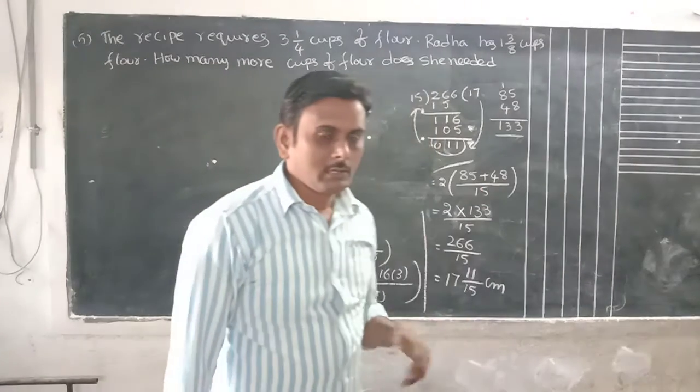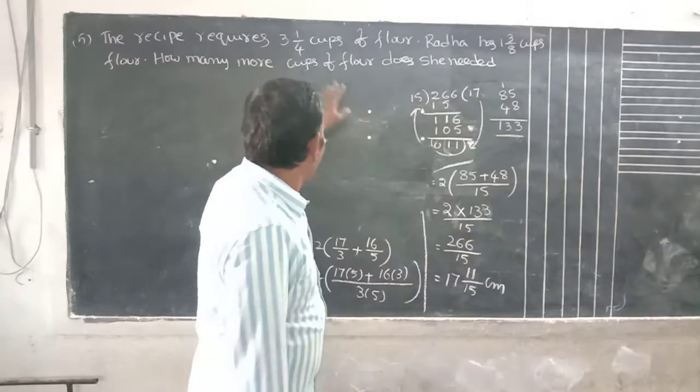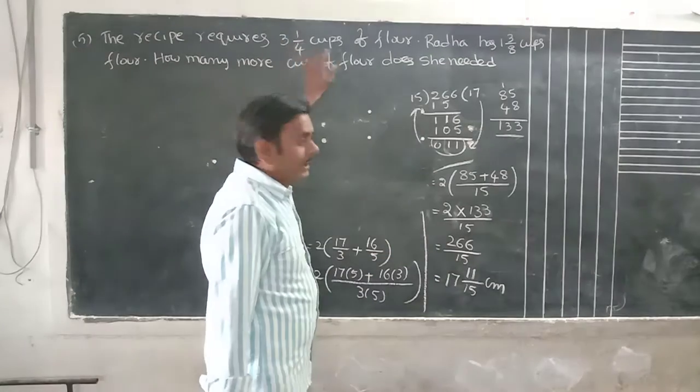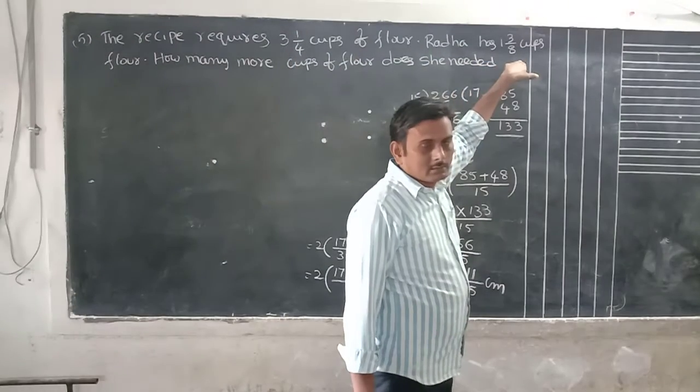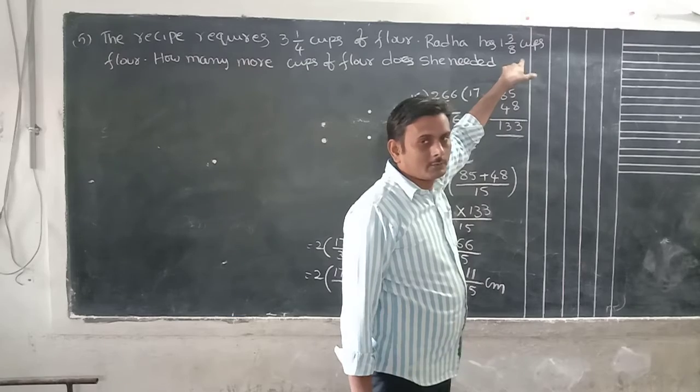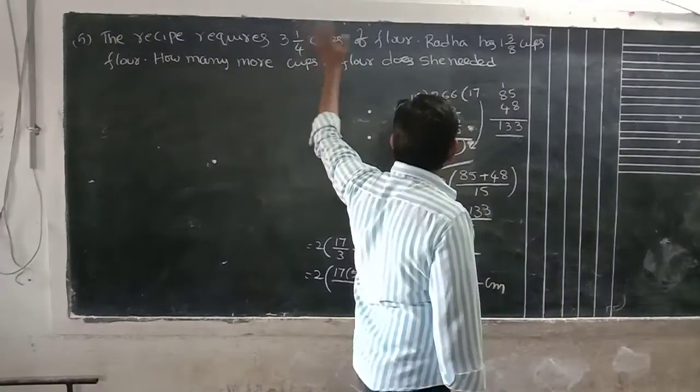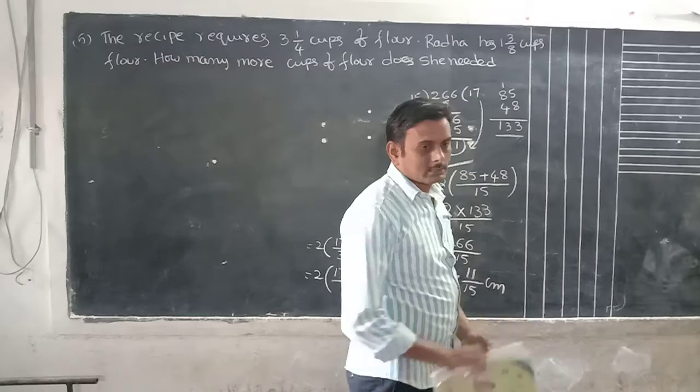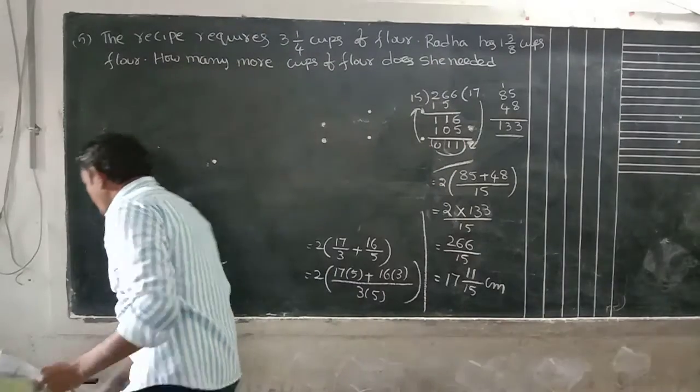We want to calculate. Then what do we want to do here? Okay, total cups of flour minus the cups of flour she had. We have to subtract this one. From the total we have to subtract this, and we will get the answer. Okay, now we will do the solution.